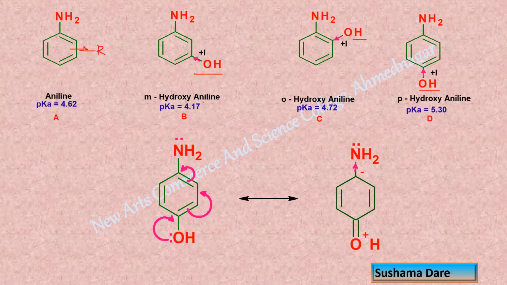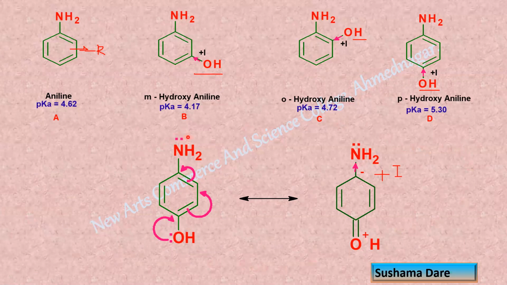The reason behind it, because of this type of resonance, the carbon which is attached to the nitrogen atom is electron rich, and hence it shows a plus I effect. So due to that, here you can see there is a presence of a plus I effect. So it increases the electron density on the nitrogen atom. The more the electron density on the nitrogen atom, the more is the capacity of donation of electron density.